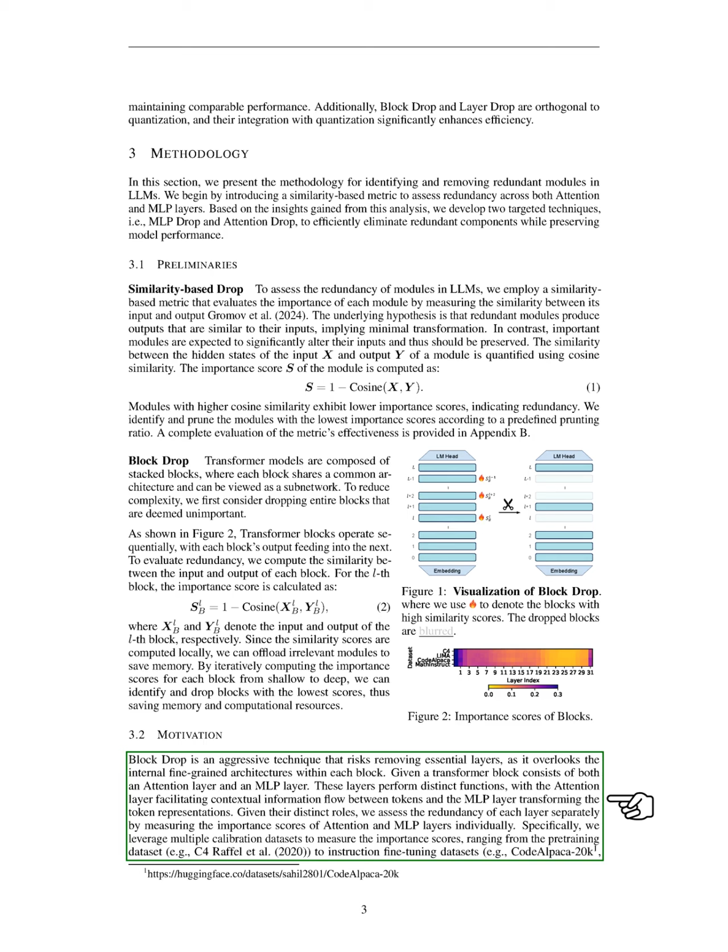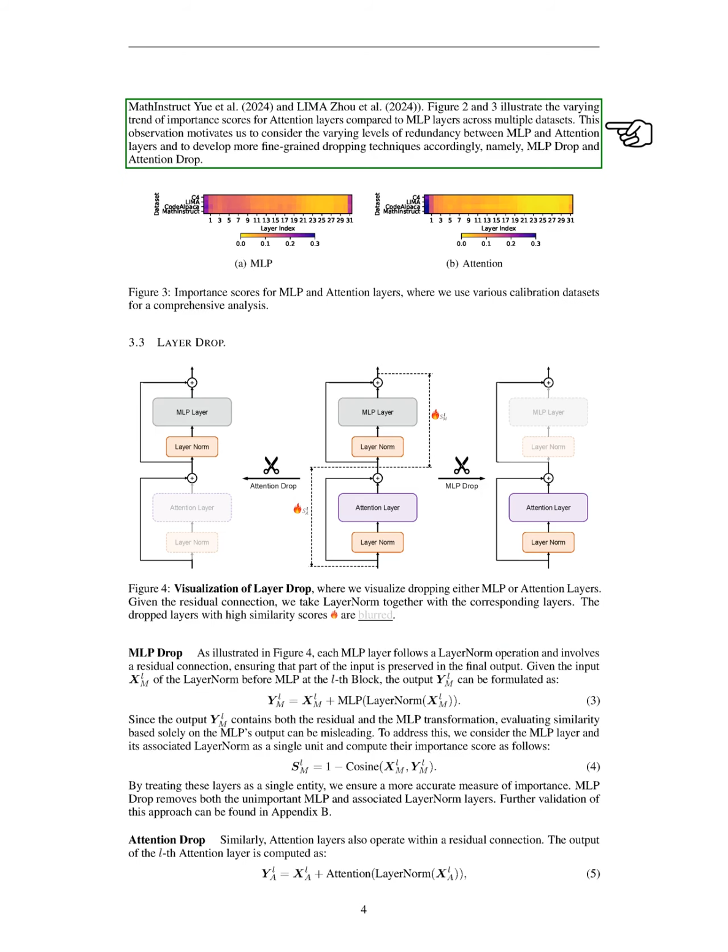Each transformer block contains both an attention layer and an MLP layer, which serve different purposes. Therefore, we evaluate the redundancy of each layer separately by measuring their importance scores using various calibration datasets, from pre-training to instruction fine-tuning datasets. This analysis reveals different redundancy levels between MLP and attention layers, prompting us to develop more precise dropping techniques, namely MLP drop and attention drop.